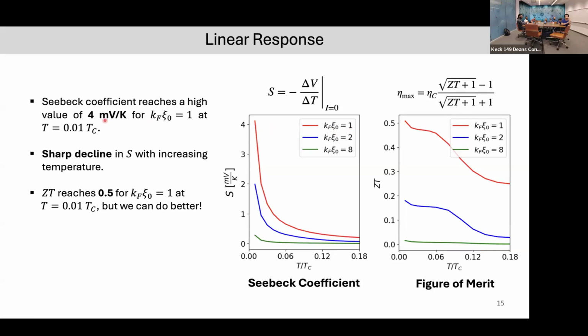It approaches a value of 4 millivolts per Kelvin. And also there is a sharp decline in S with increasing temperature, which we'll see later on can be useful in one of the applications that we propose. And also the figure of merit, which again determines the efficiency of the heat engine, reaches a value of 0.5 for k_F xi_0 equals 1, which is in itself a decent value, but as we'll see later, we can do better than this.